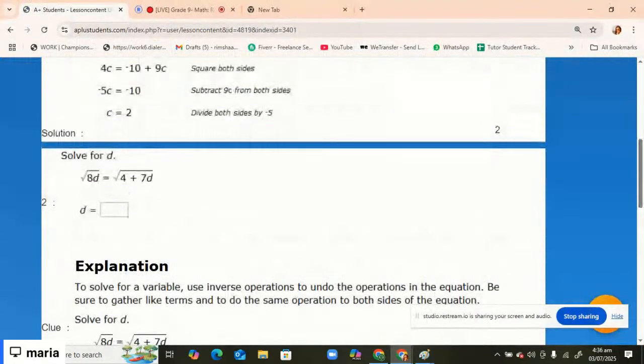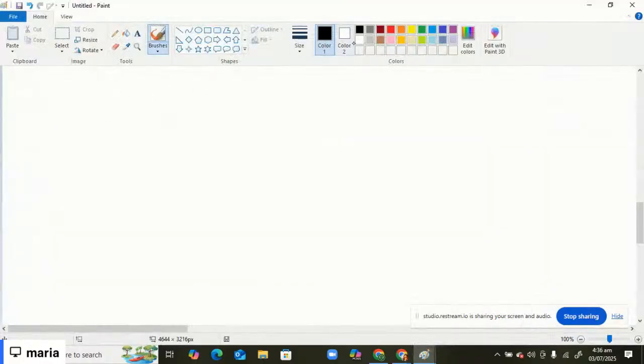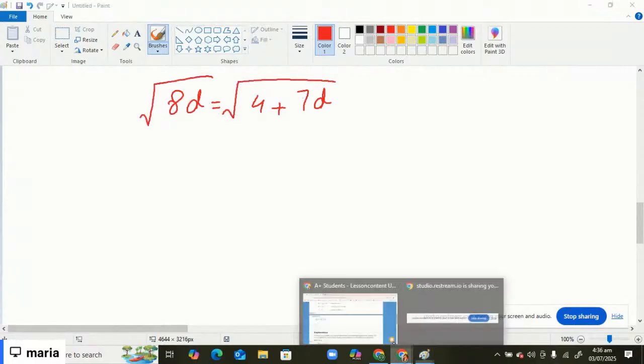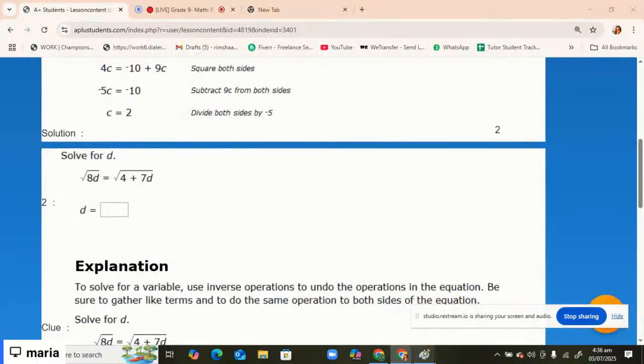Okay, let's discuss this one. Now, I was just checking the mic. 8D is equals to 4 plus 7D. Is that a question? Yes.